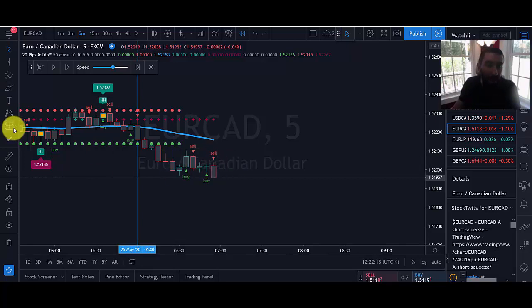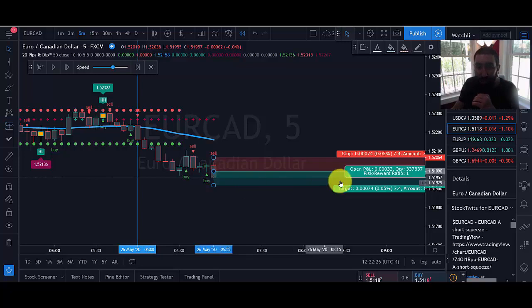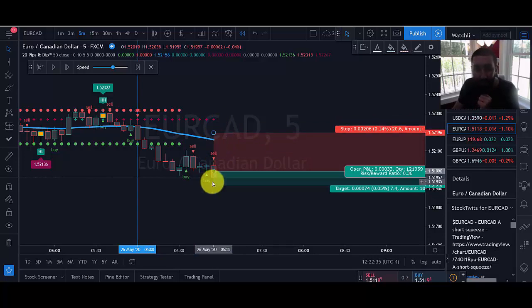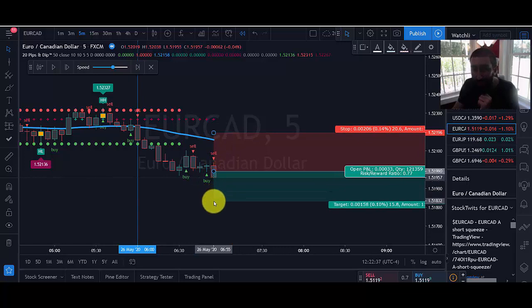So now what we're going to do is grab our short position. We're going to enter it at wherever the market is currently fluctuating. So let's just put it right over here. All right, now again, this is a 20 pip and dip indicator, so we're going to set our stop loss to 20 pips right about there, and 20 pip take profit.